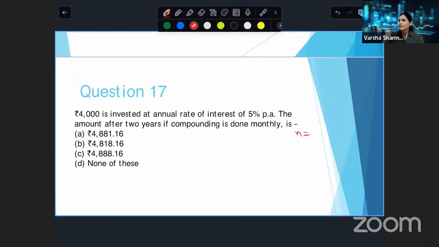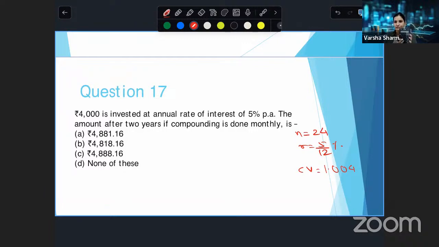24, 2 years. 1 year, 12 installments, 2 years, 24. Rate is 5%, but we'll take it as 5 by 12%. Compounding value: 1.0041 something something. So I'll calculate it in the calculator, then raise to the power 24. So directly multiply. What are we doing?